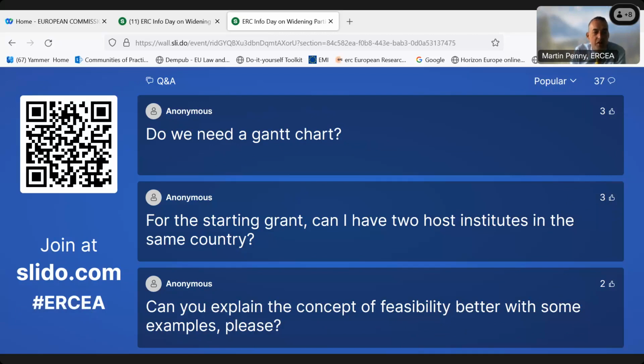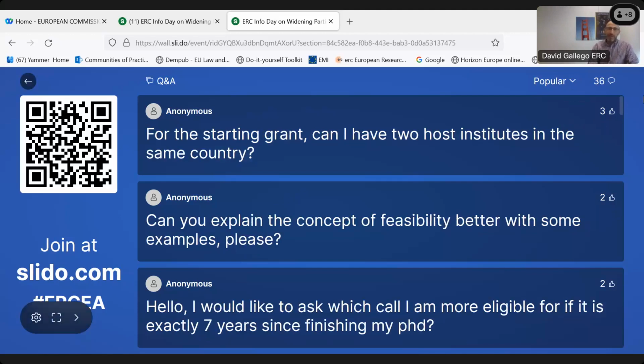I will take the 3 questions that we have on screen, and then we'll take a short break. David, do we need a Gantt chart? Not required to have a Gantt chart, but as Ina said, please be clear on the timeline and the research program. How long does it take for each? Certainly, a Gantt chart is a nice summary.